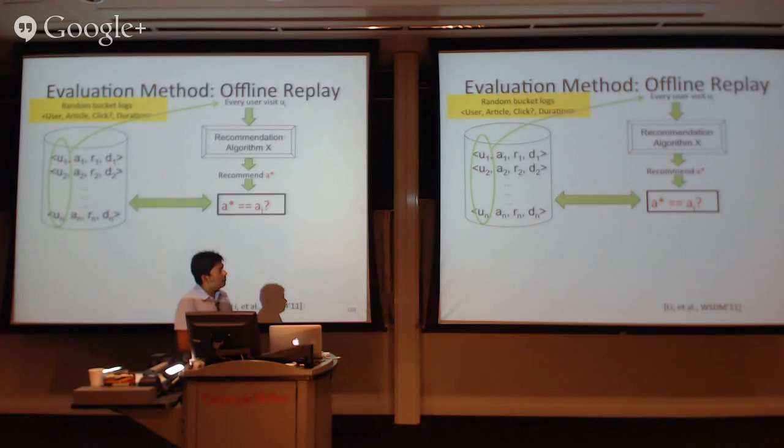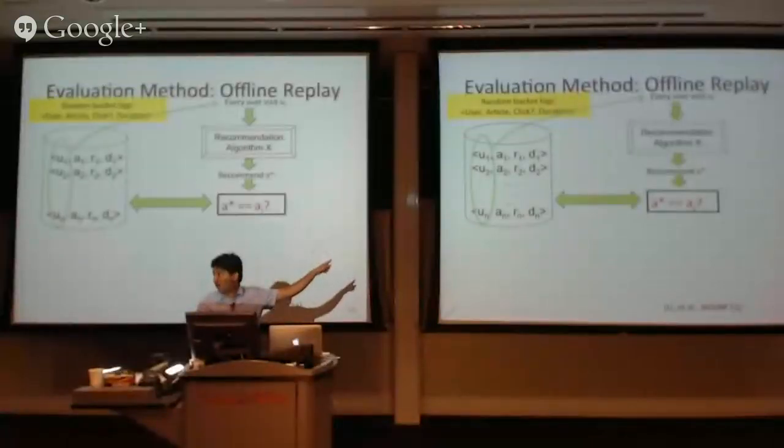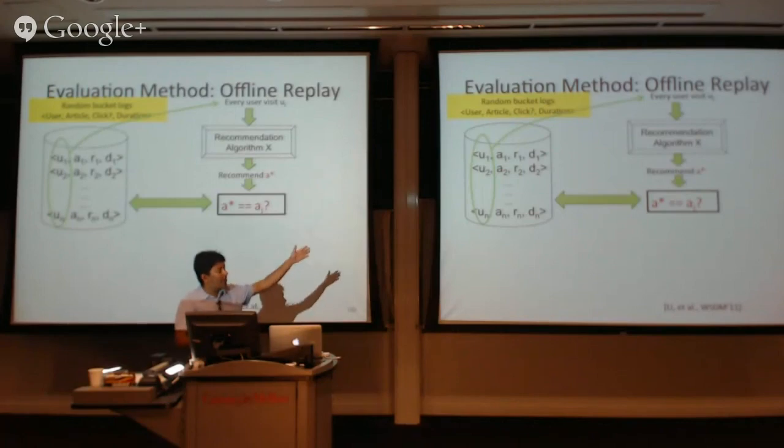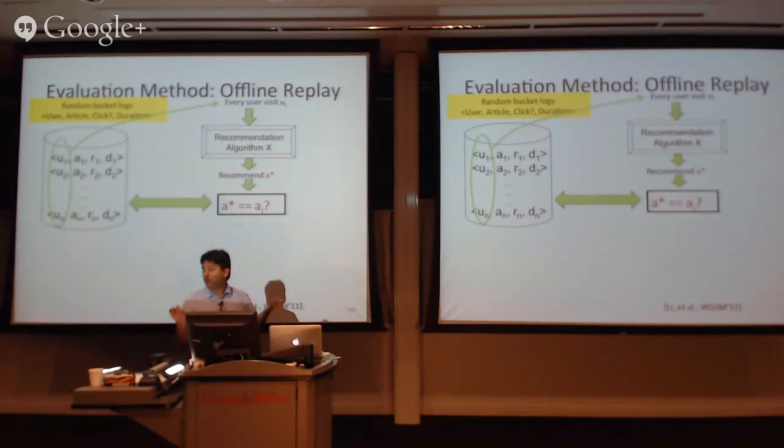If the best recommended article A star is the same as the one that the user clicked, then you get 1 point, right? Okay, well, I am recommending the article which was actually clicked by the user in my randomized log, right? If the best recommended article is something that is different from what the user clicked, then you don't get any reward. Okay? We are pretty much essentially computing the precision at 1 on the randomized log for a new algorithm which you want to test, right?